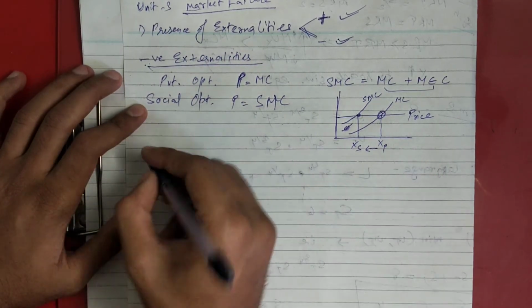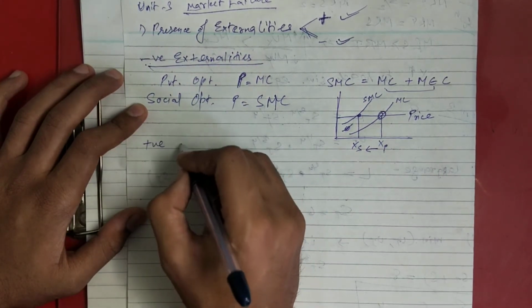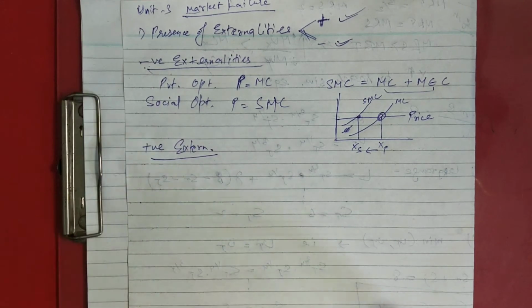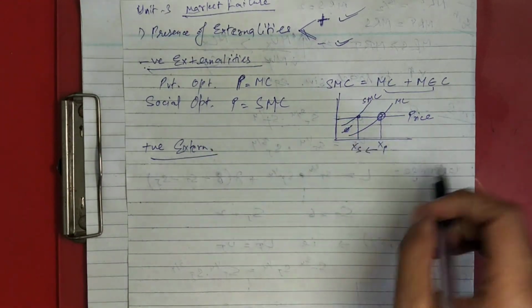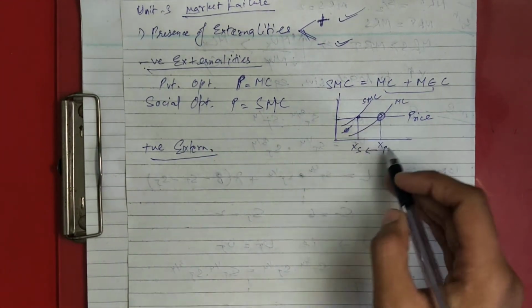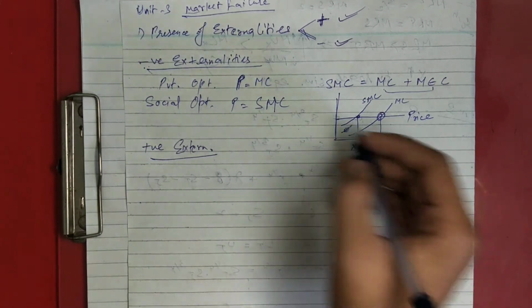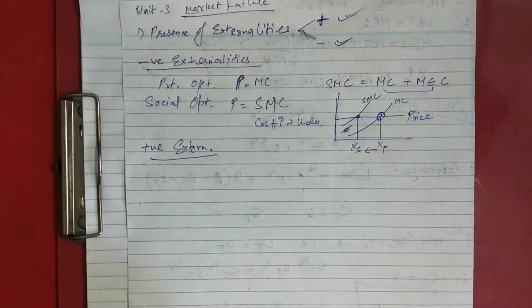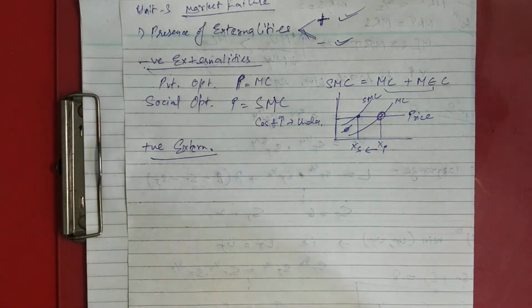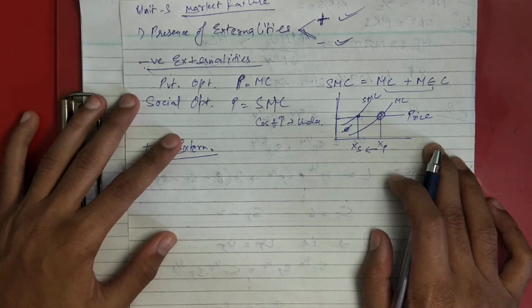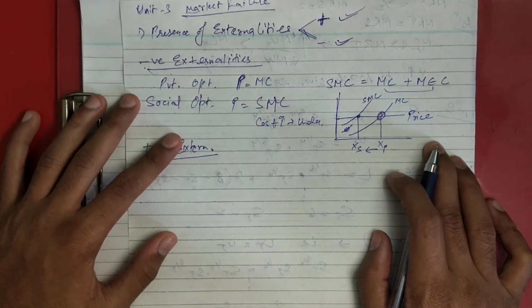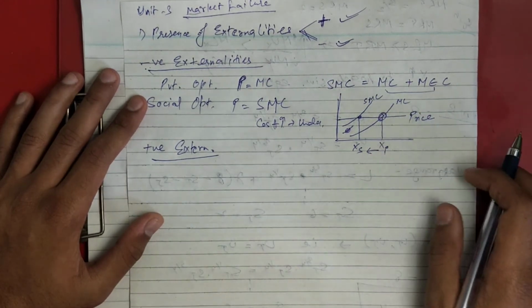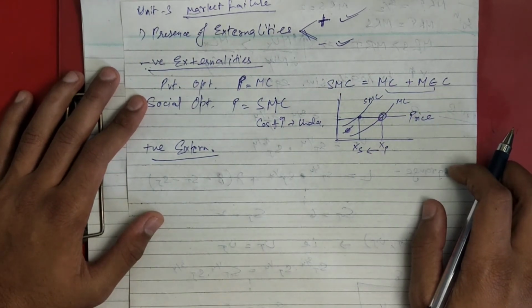Now we move on to positive externality. What happens in case of positive externality? In this case also, his cost is increasing, so he is underproducing. Whether he does underproduction or overproduction, this is the case of market failure only. As long as he is not producing the efficient level, it will be considered market failure only.